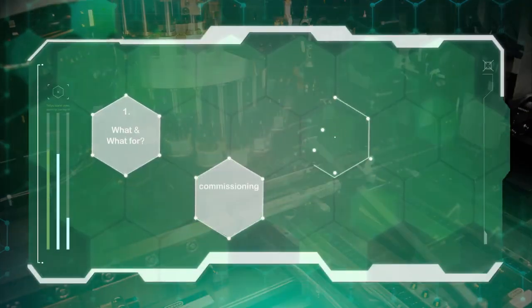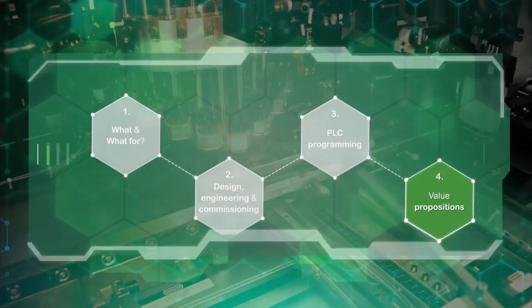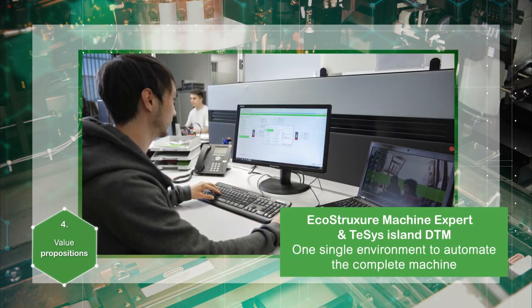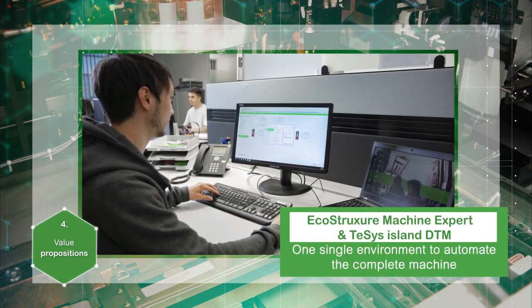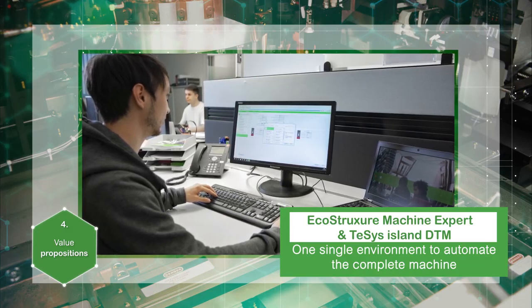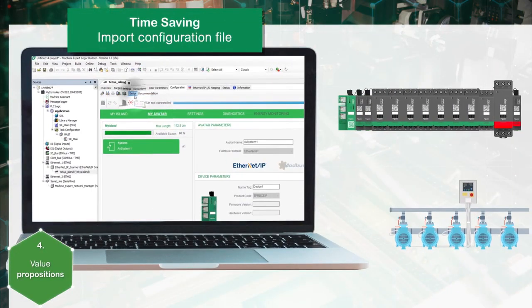Now let's discover the customer value propositions of the engineering tools. EcoStruxure Machine Expert is a professional, efficient and open software solution that aids the OEM in developing, configuring and commissioning the entire machine in a single environment. It helps the OEM to save time.